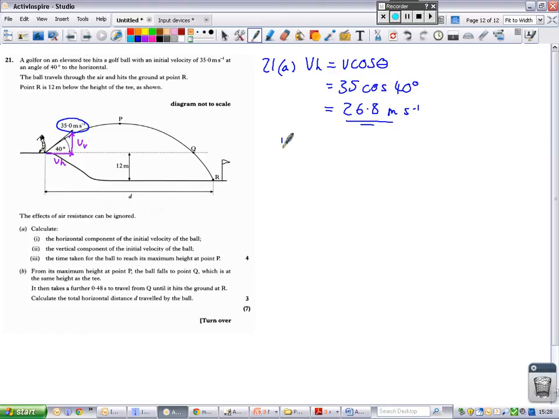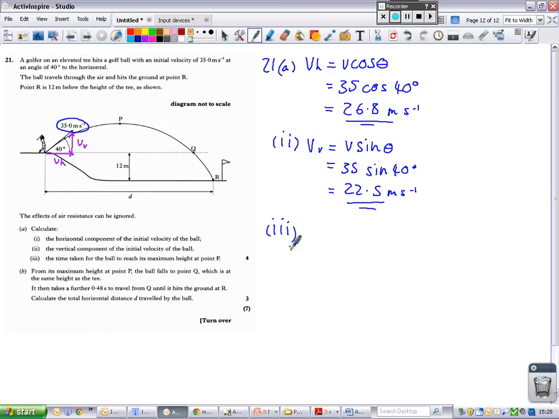Part 2, the vertical component of velocity. You've already done v cos, so the vertical component must be v sine theta. You can figure that out using trigonometry if you want to, but it's probably easier just to remember. So it's 35 sine 40 degrees, which is 22.5 meters per second. So now you've got pretty much everything that you need in order to perform your calculations in part 3 and also in part B.